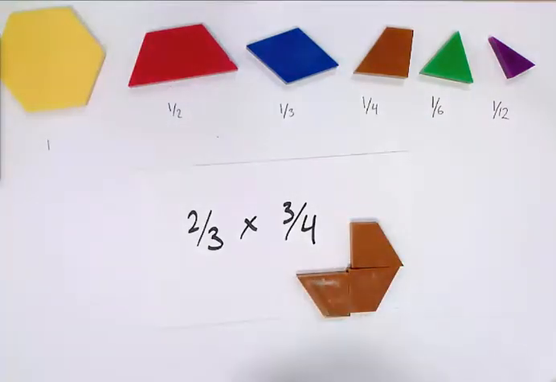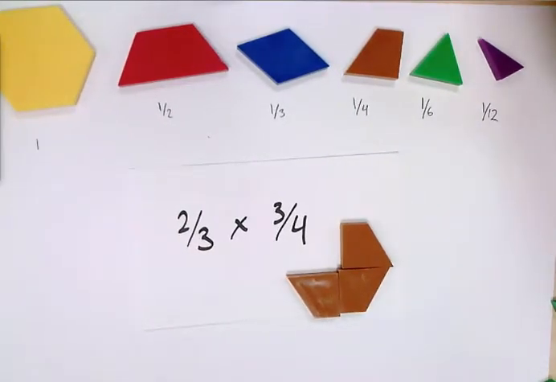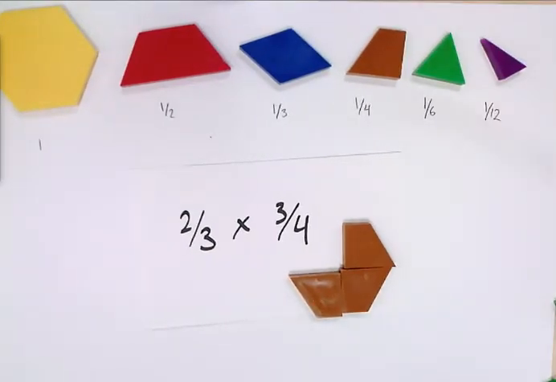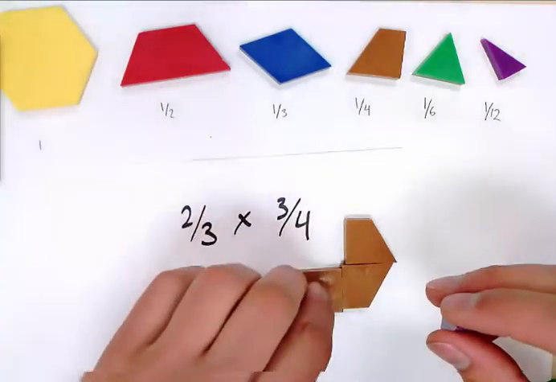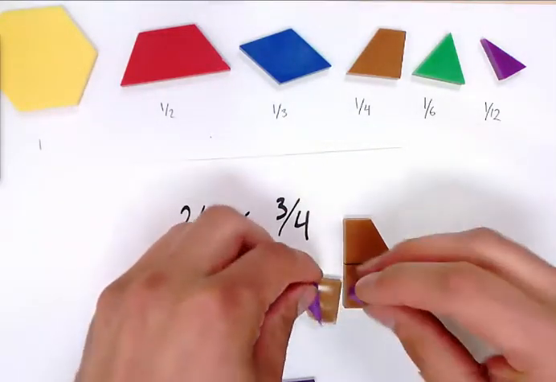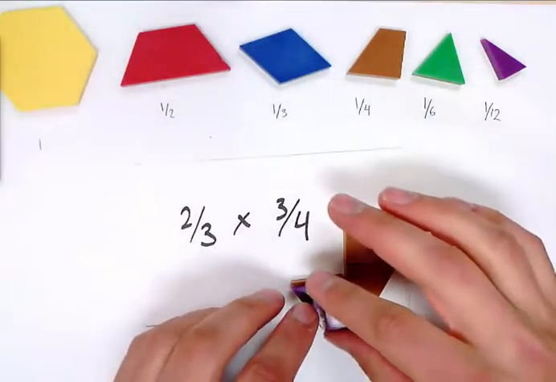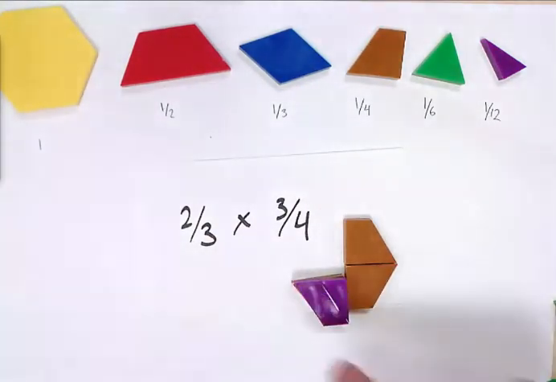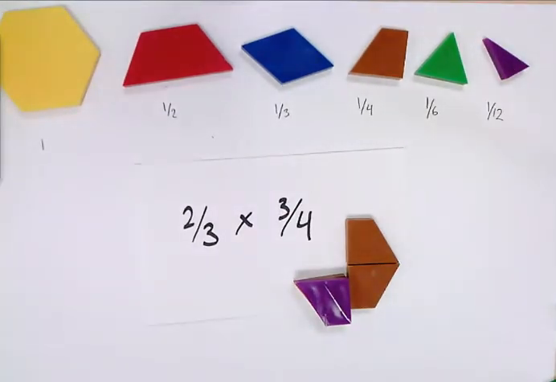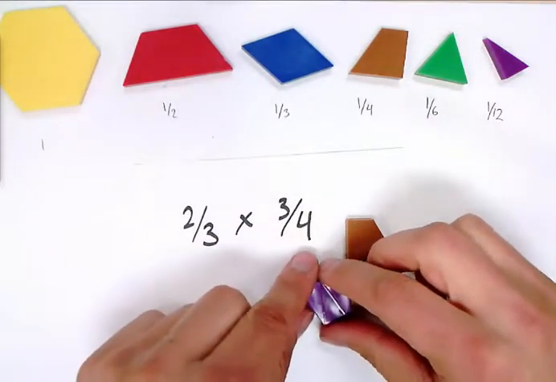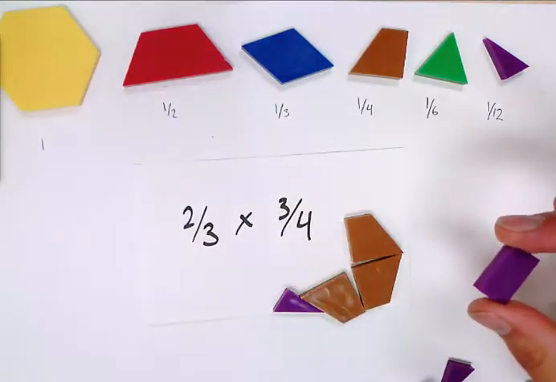So if we remember from before, 3/4 could be 12ths, right? Because we want to break them down into thirds of this. So each quarter is made up of 3 of these 12ths. So we go 1, 2, and then 3. Okay? So we want 2/3 of each of these quarters, and there's 3 of them. So 2/3 of each of these quarters is going to be 2 of these here.